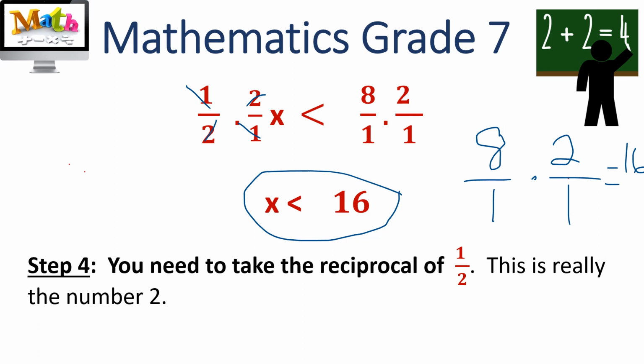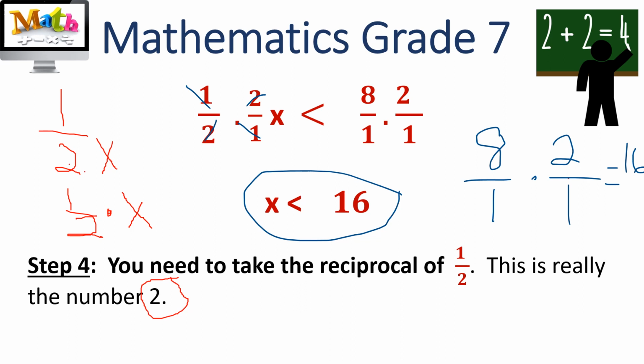So you're going to take the multiplicative inverse. Why are you doing that? Because you have a half x, and this means that this 1/2 times this x is what's together. You don't have a plus sign, so you don't use a plus sign. The reciprocal of a half is really going to be the number 2. Now, if you want to make it easier, it's 2 over 1.